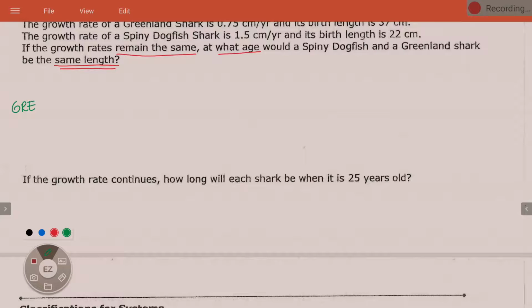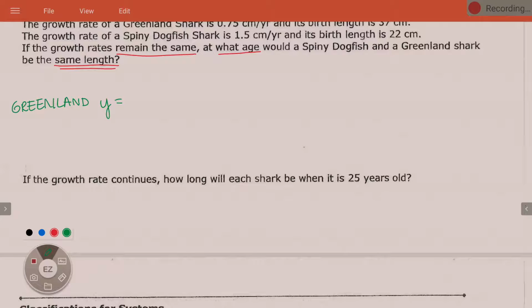Well, you know more than me, but I want to know about a Greenland shark according to this problem. What does this problem tell us? It is born at 37 centimeters. Okay, starts at 37 centimeters. What else? And then every year it grows 0.75 centimeters. Okay, so after 1 year we add 0.75. After 2 years we add 0.75 twice, right? Or 0.75 times 2. After 3 years you add 0.75 times 3, right?